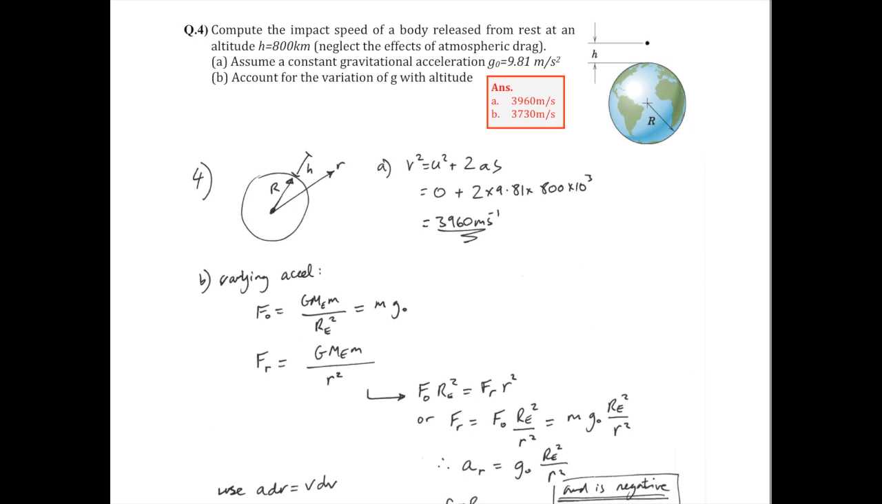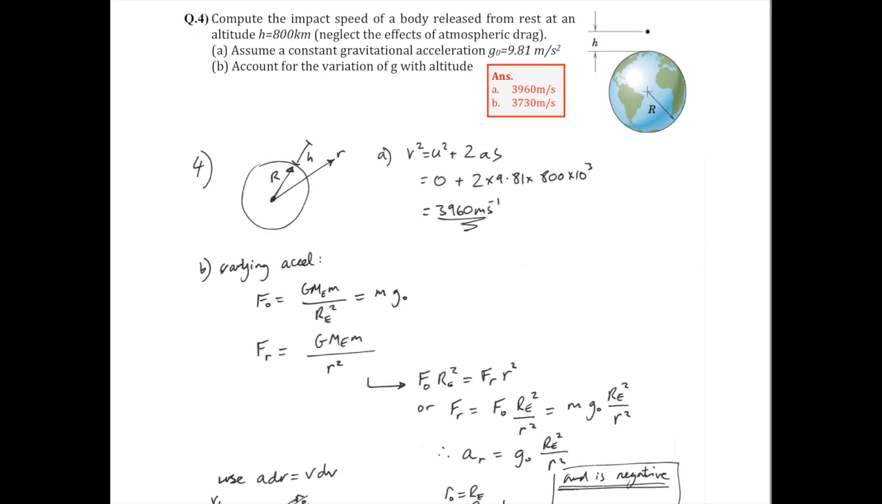So for part A, we apply the constant acceleration equations. We're not concerned about time, so we have v squared is equal to u squared plus 2as. U squared is 0 because we're starting from rest, therefore it's 2 times 9.81, the constant gravity, times the height, being sure to convert into meters. Then the impact speed can be found to be, as shown, 3,960 meters per second.